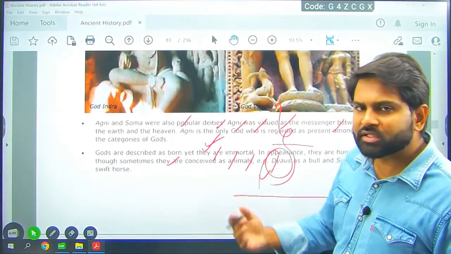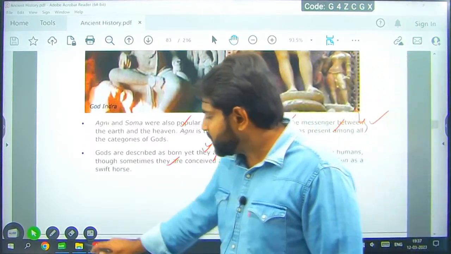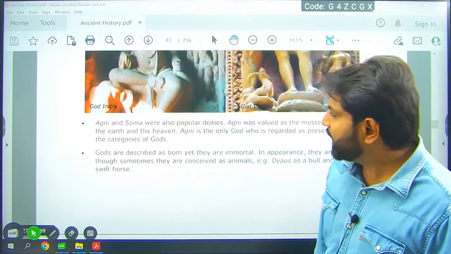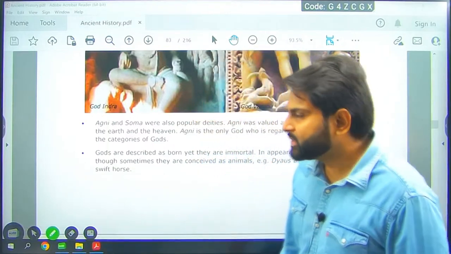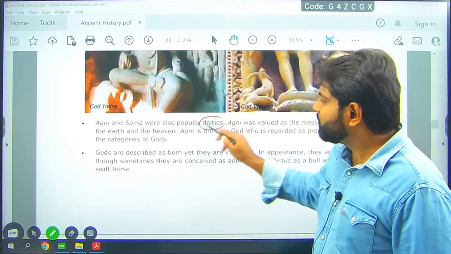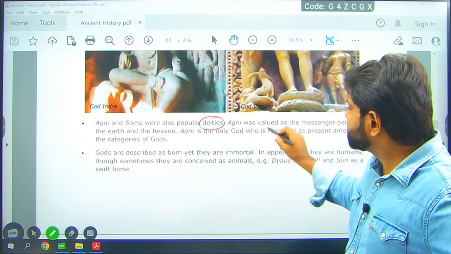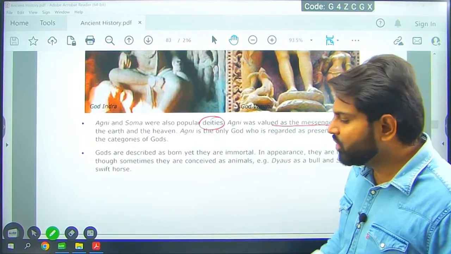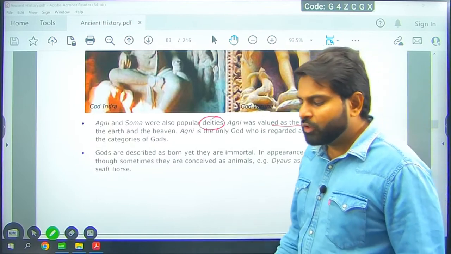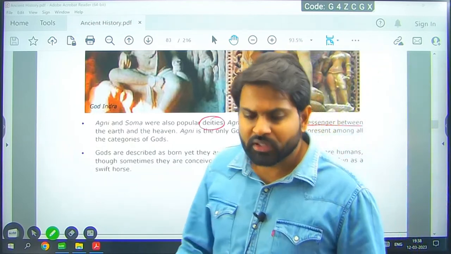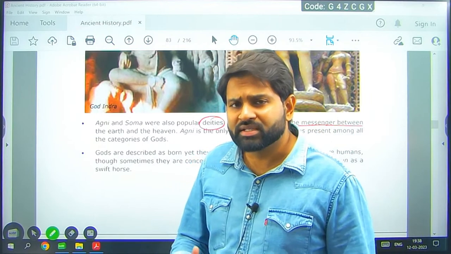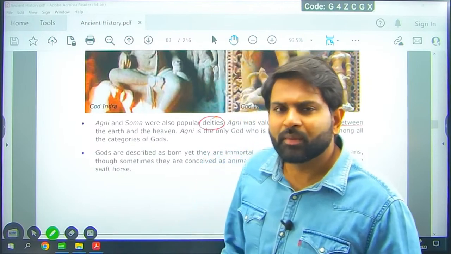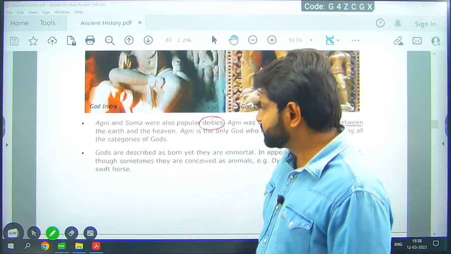But later they lost their supreme significance and Rudra, Vishnu, Brahma, other gods emerged. Agni and Soma were popular deities. Agni was valued as the messenger between the earth and heaven. That is the reason why we do Homa, Yajna. When we do Yajna, we offer many food products, many clothes, sometimes sacrifices of animals, because it is like offering to the heaven. These are being transported to heaven.